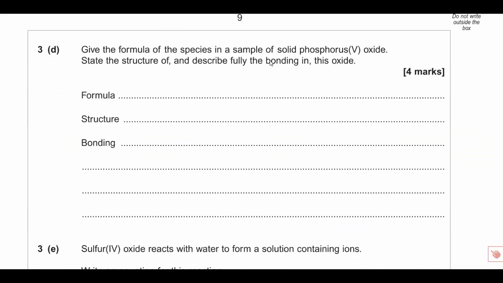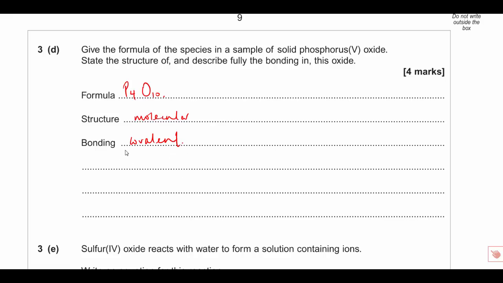Give the formula of a species in a sample of solid phosphorus 5 oxide. State the structure of and describe fully the bonding in this oxide. So, formula first of all. Sample of phosphorus 5 oxide, so we're going to have P4O10. Structure, it's molecular or simple molecular. I sometimes would say simple molecular, but it's that idea of covalent really then again. So covalent.